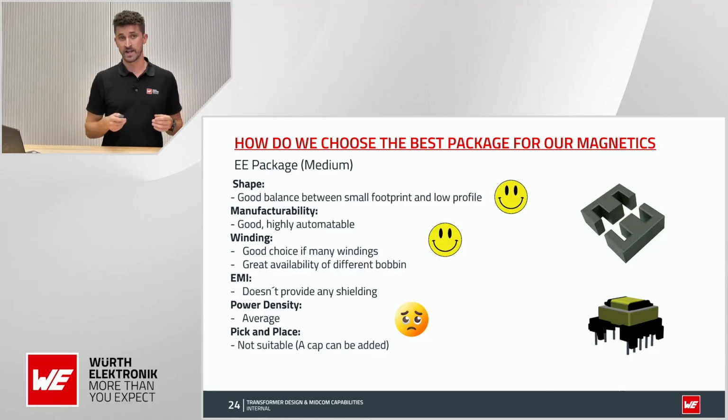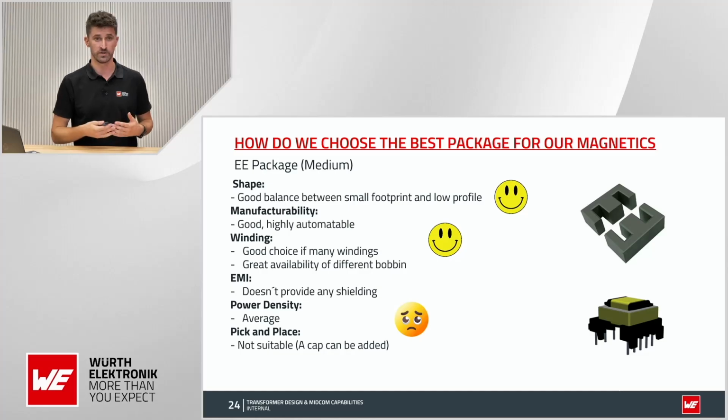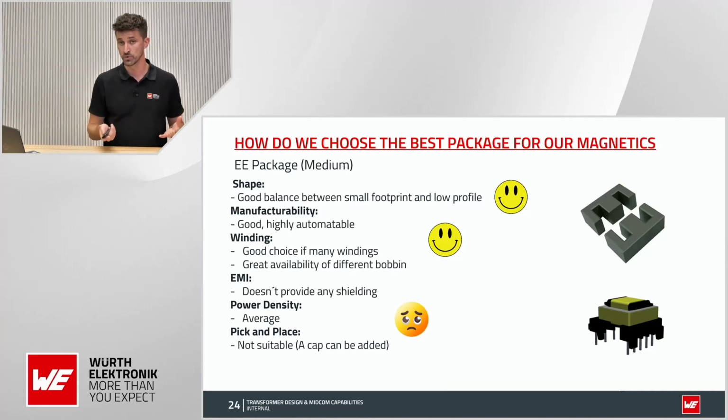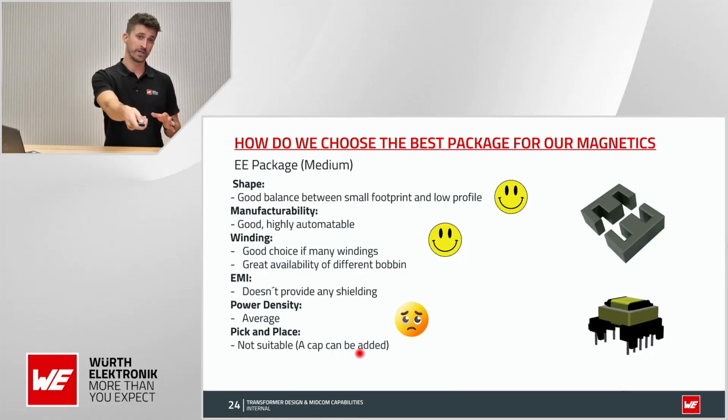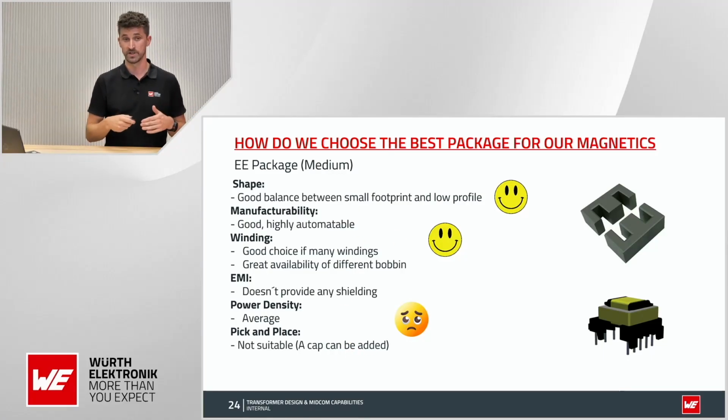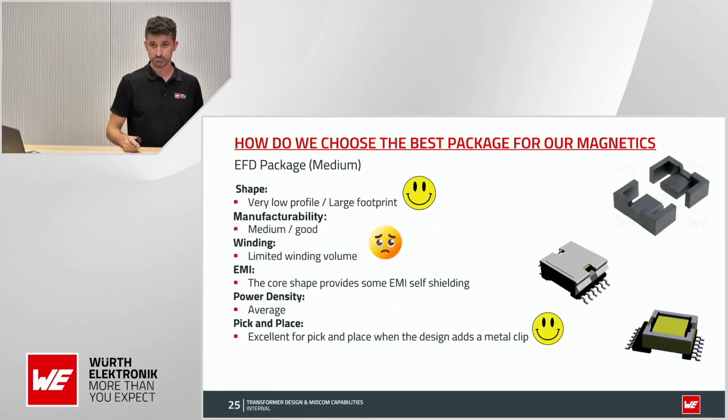Now we can see again the IE package. We are now in the mid-range of power. The shape makes it very good for a small footprint and a low profile. And we have many products in our production. Therefore, we have many automated lines we can use in case of high volume parts. Unfortunately, the power density is a bit average, and without adding a cap, it is not suitable for pick and place.